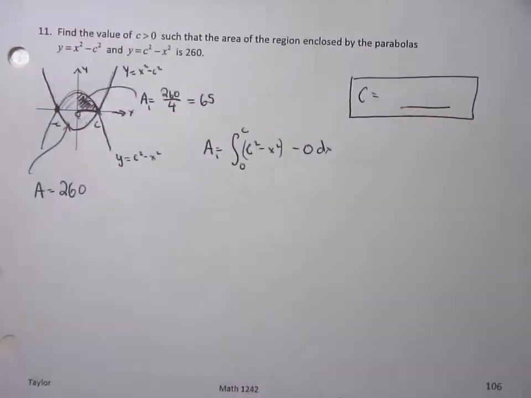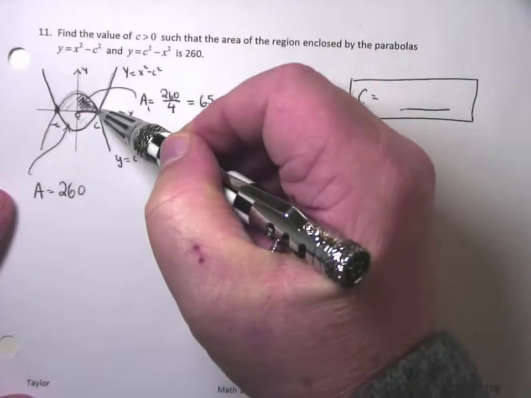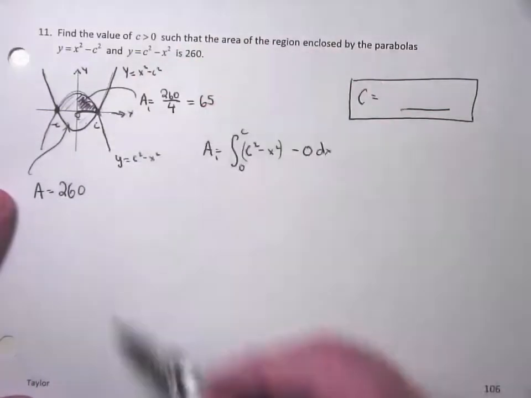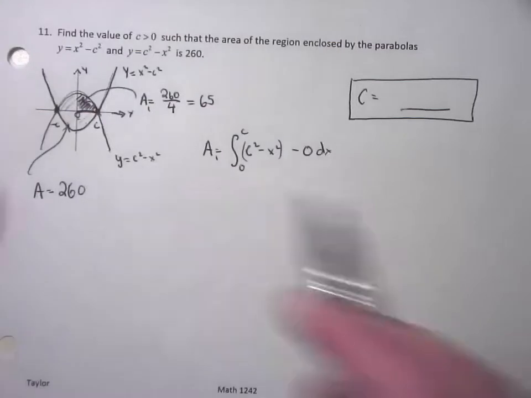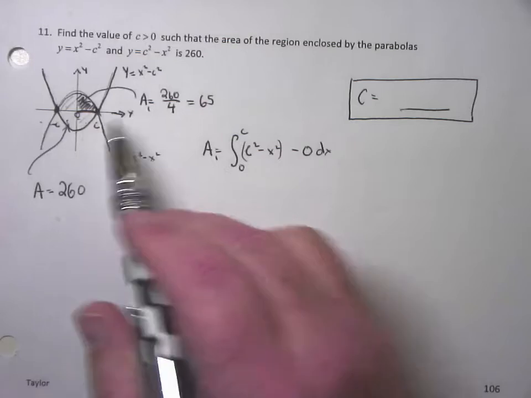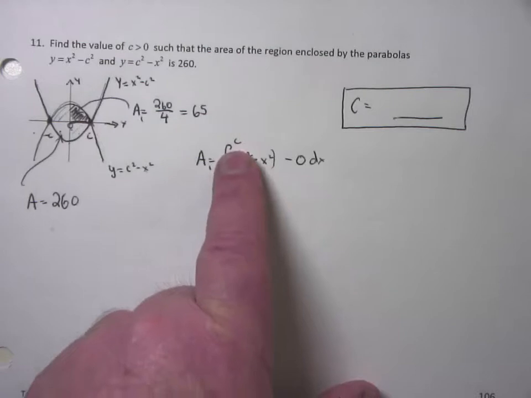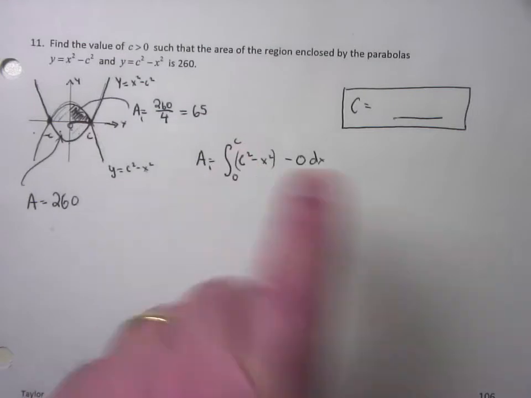Now, if you watch some of the other professors teach this class, they're going to take this top equation, c squared minus x squared, minus the bottom equation, x squared minus c squared. It'll end up doubling the thing up there. And you're going to integrate from negative c to c, set it equal to 260, and solve for c that way. You can do it, and you'll get the exact same answer, but I'm going to have c's floating all over the place. Now, I've limited the number of c's I got. Still got quite a few of them here, but quite a few less than what I would have done the other way.